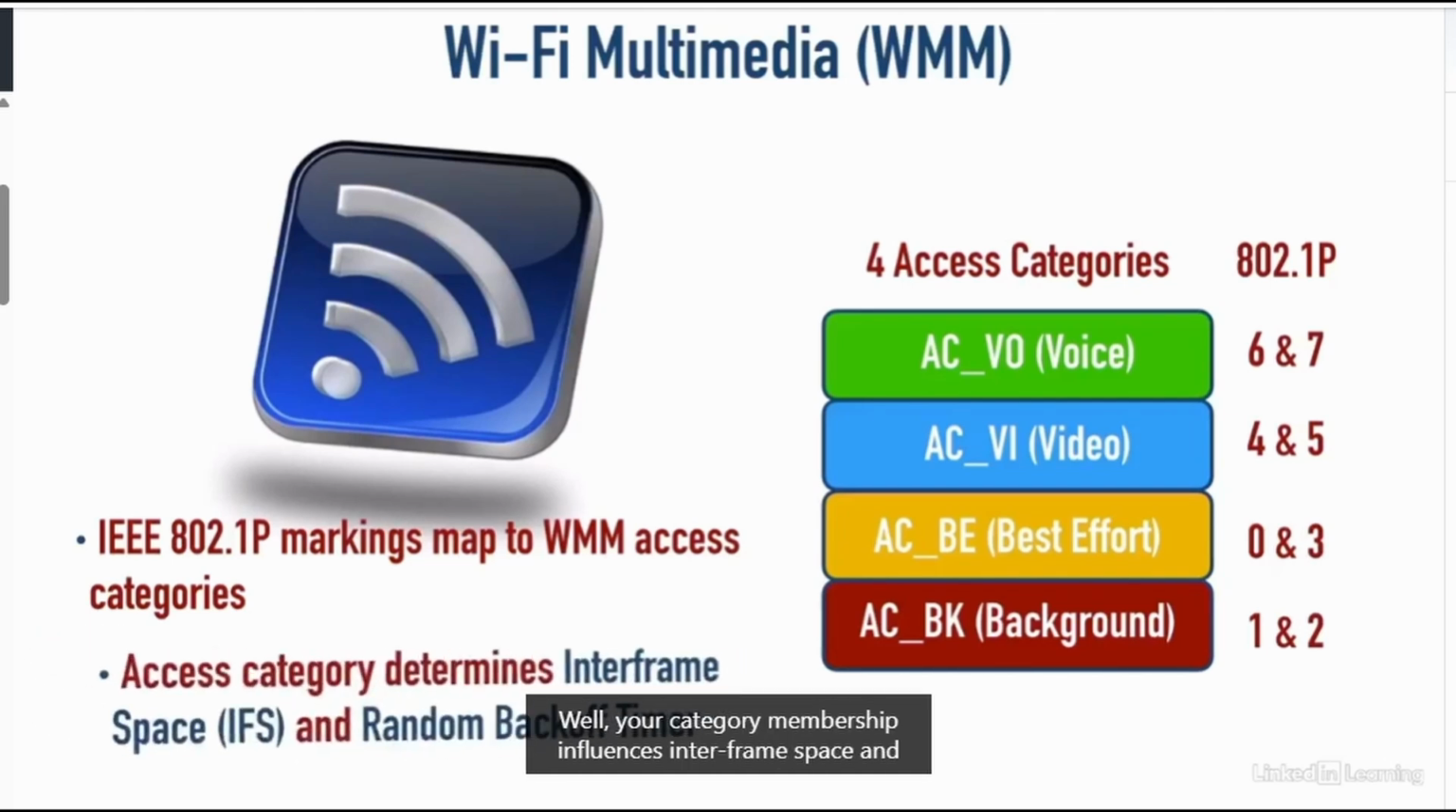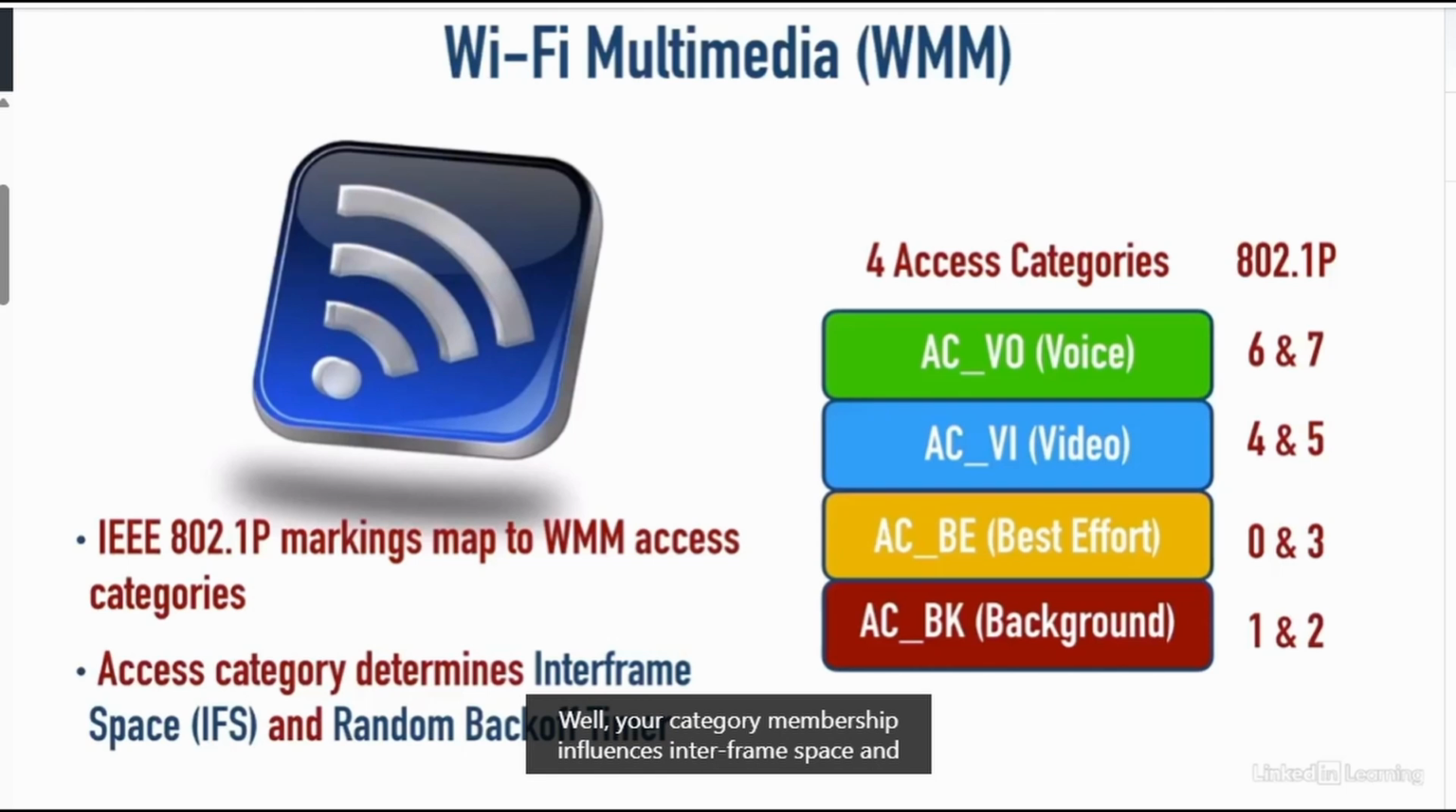Well, your category membership influences interframe space and the random backoff timer that you're going to be using. Here's what I mean. When we're sending frames out in a wireless network, there is a gap between those frames. That's called the IFS, the interframe space. Well, for higher priority traffic, for example, the voice and video categories, we start to use smaller and smaller interframe spaces, so we're sending more aggressively.